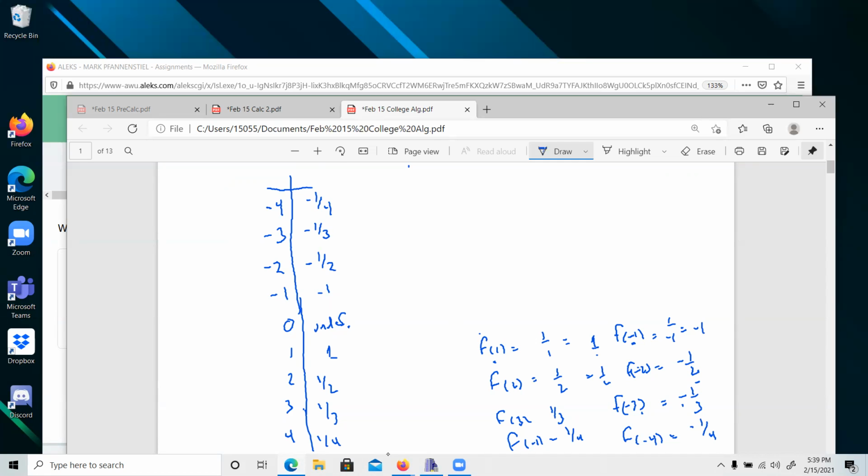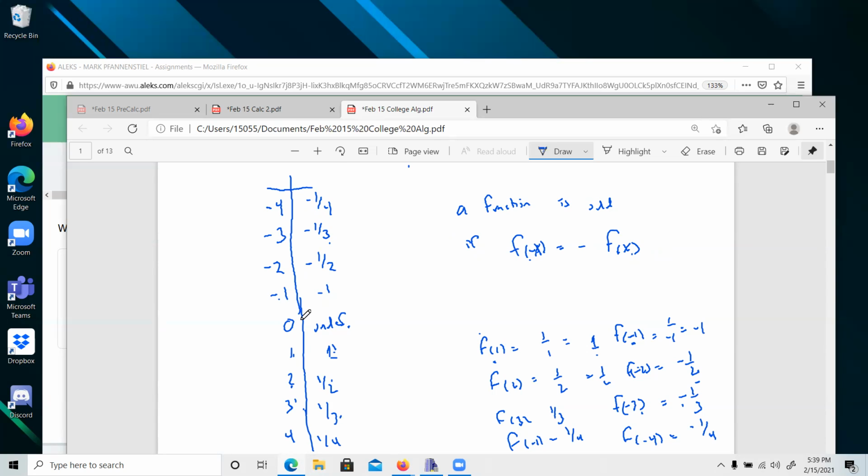So the rule we're looking for is a function is odd if f of negative x is equal to negative f of x. So here, we have 1, 1 and then negative 1, negative 1. We have 2, look at negative 2. We have a half, negative half. 3, negative 3. We have a third and negative a third.